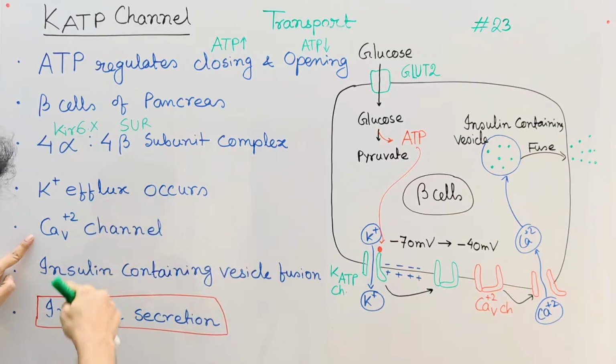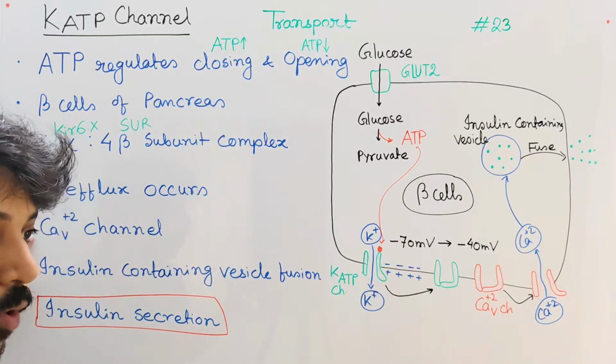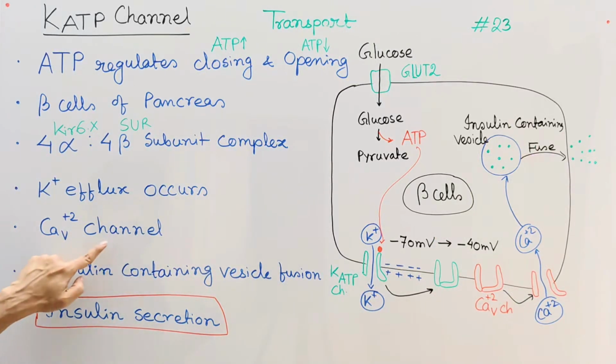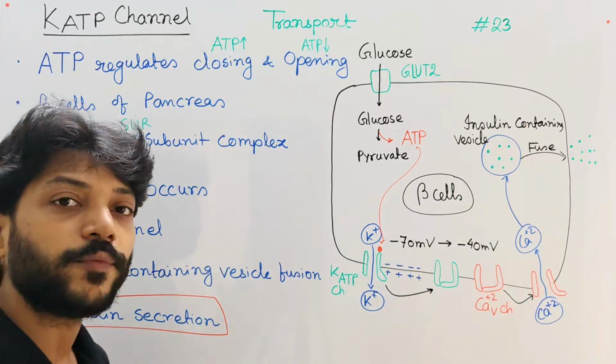Now in this insulin secretion mechanism, another channel is involved, called the voltage gated calcium channel. We call it V for voltage gated. So this channel can sense the voltage.